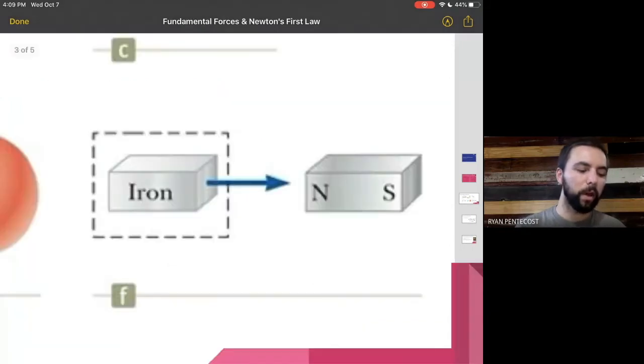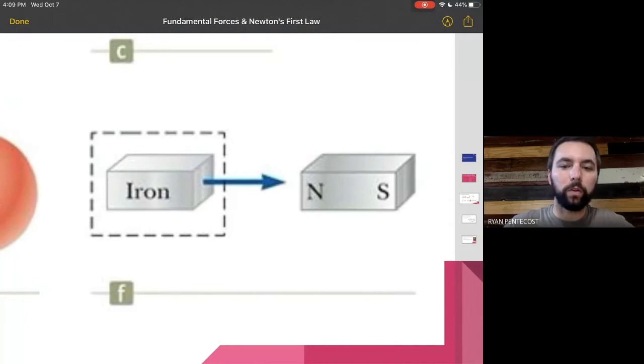Last one, letter F here, we have a block of iron moving towards a magnet. It looks like it's moving specifically towards the north side of a magnet. Iron being attracted to a magnet is again electromagnetism. The reason that magnet has a north and south side is because of the configuration of the electrons inside the metal. I won't say every magnet, but these north-south magnets, the ones that commonly have the red and the white on the magnet, they have a different polarity due to the configuration of their electrons.